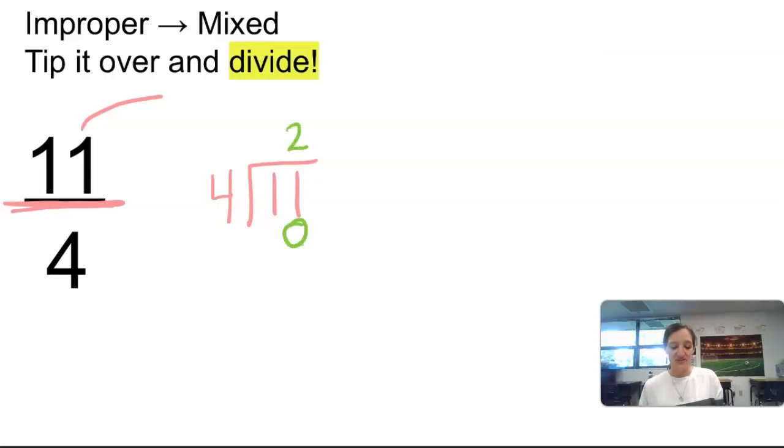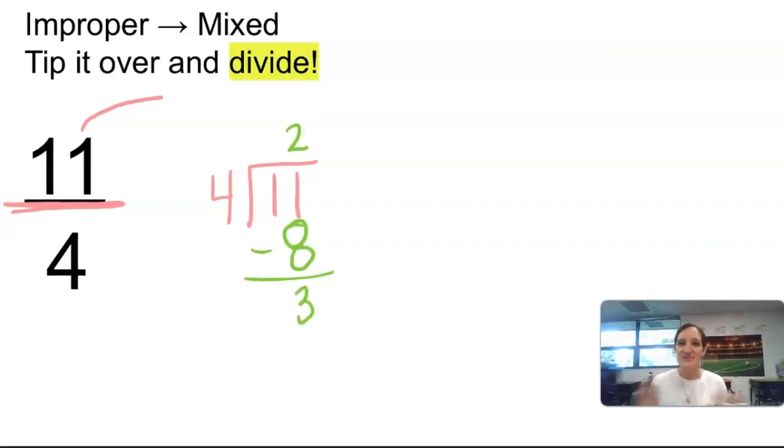And 2 times 4 is 8, and I'm always going to be left with a remainder. Not always, but in this problem, I'm left with a remainder. So here is my beautiful division. How in the world does this become a mixed number?